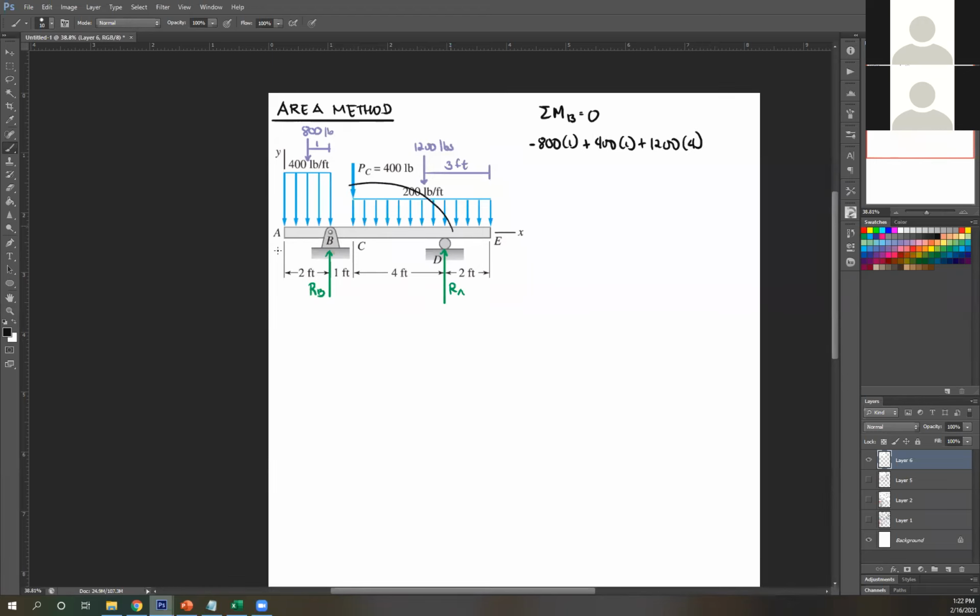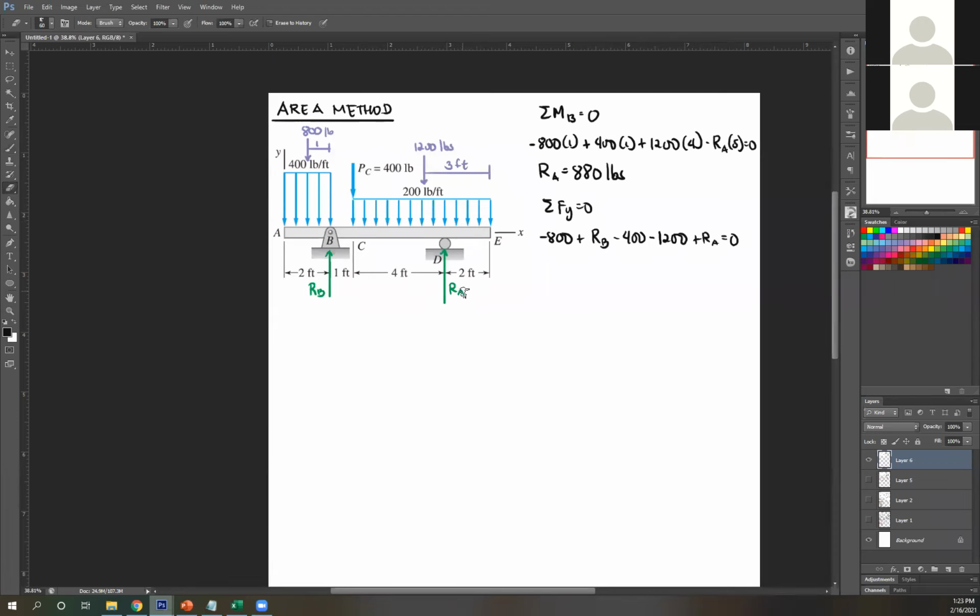Okay, and then lastly, RA. RA about B is counterclockwise, so negative RA. Distance is 4 plus 1, so that's 5. Equals 0. Right? Solving for RA, you get 880 pounds. Next, for RB, it's just summation of forces Y equals 0. So you're still going to consider your point load, negative 800 since downward, plus RB minus PC, which is 400. So that's minus 400 minus 1,200 plus RA equals 0.